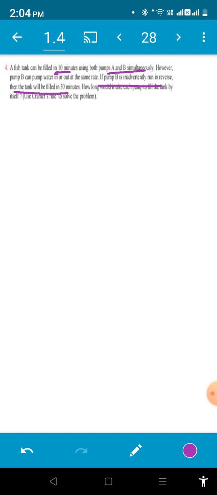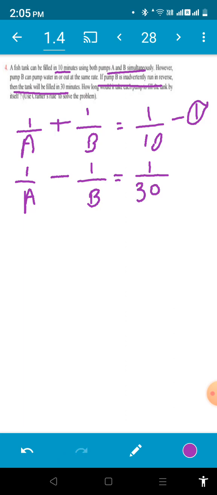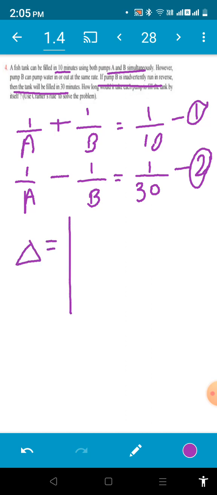So I take the first 10 minutes value: 1 by a plus 1 by b is equal to 1 by 10. This is the first equation. Then the second equation is the reverse order, so I put a minus sign here: 1 by a minus 1 by b, which is equal to 1 by 30 minutes. I take this 30 minutes on the right-hand side. This is the second equation.